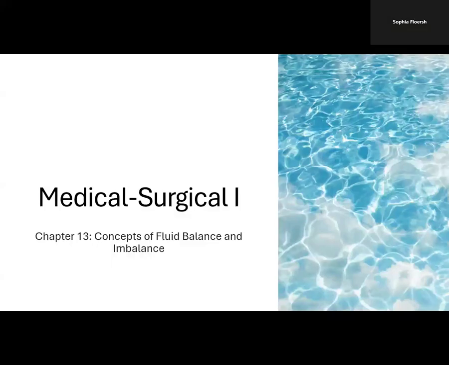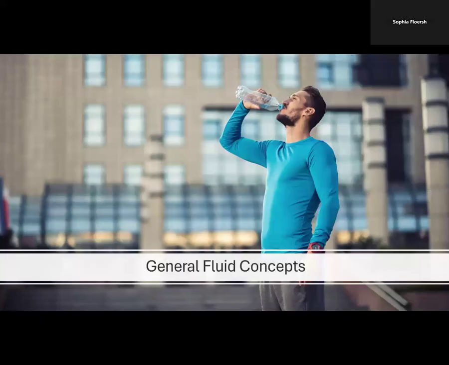Today we're going to be talking about concepts of fluid balance and imbalance. Now, before we begin, we're just going to go over some general concepts. A lot of these things are things you may have learned in your anatomy and physiology class, or even some things that you learn in your fundamentals. And what I will say about these general fluid concepts, take it with a grain of salt. A lot of these concepts we build on later as you continue on in the program. So if you don't completely grasp it, that's okay.